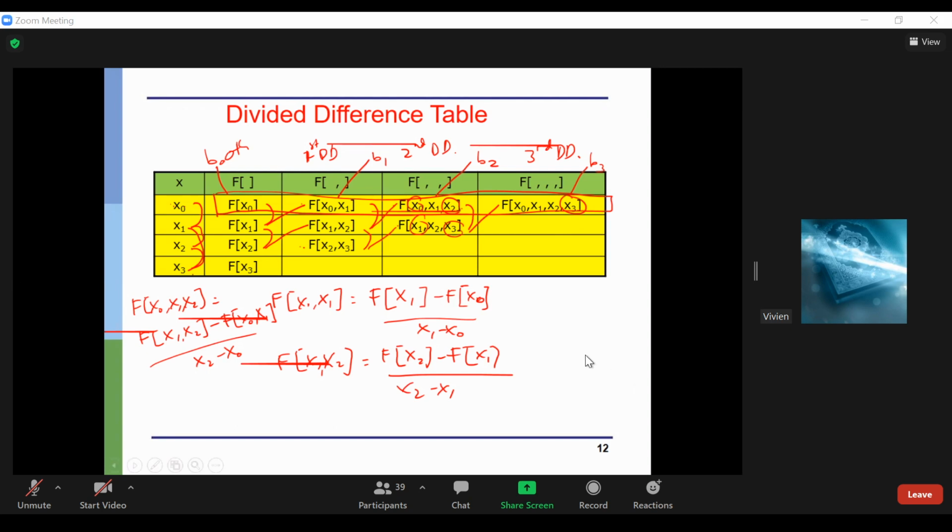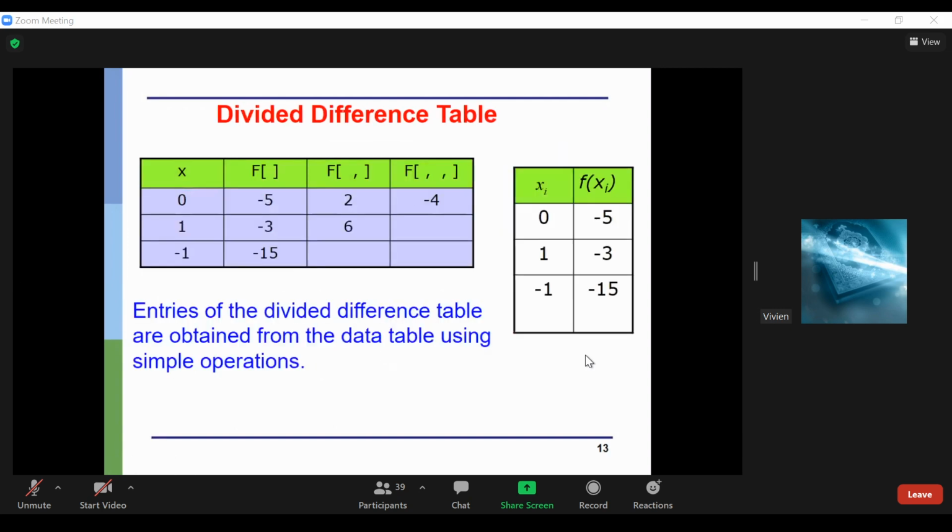Okay, so we will continue here with the example. Say we have 3 points here, so only getting the second order equation. We have the data here. This is the data that we have. We put it here, and now we want to find the first divided difference and the second divided difference. How to calculate this one?